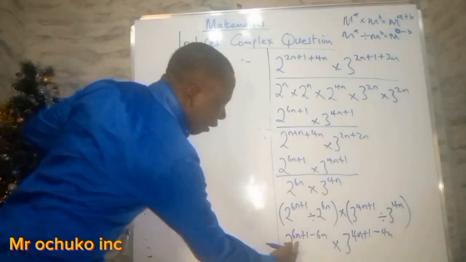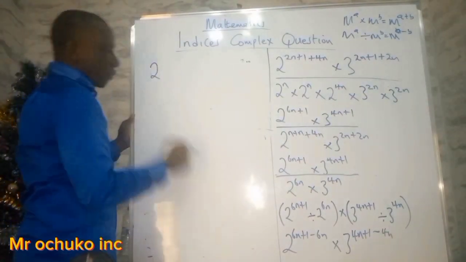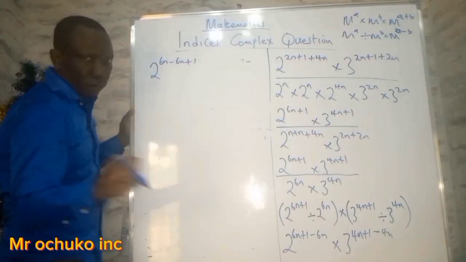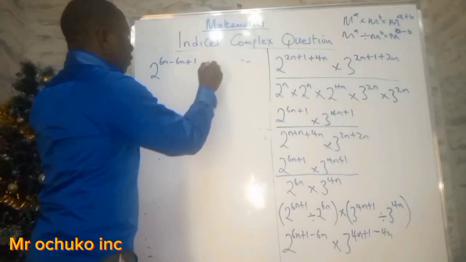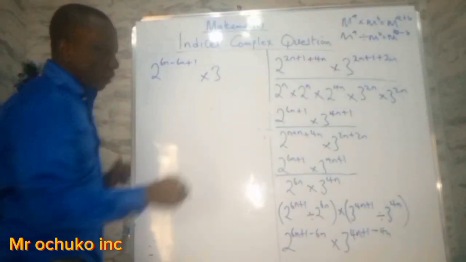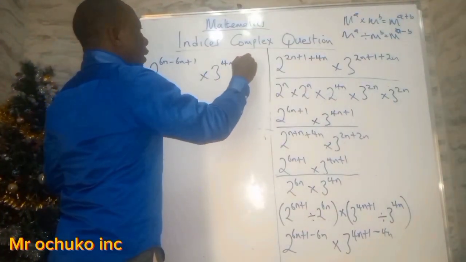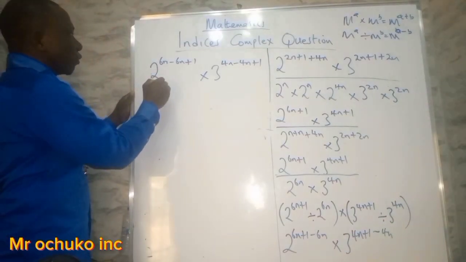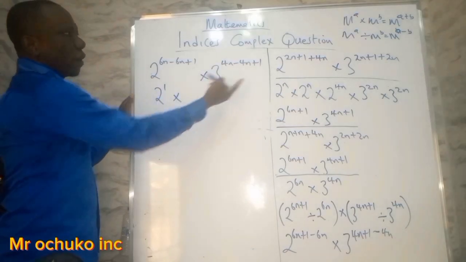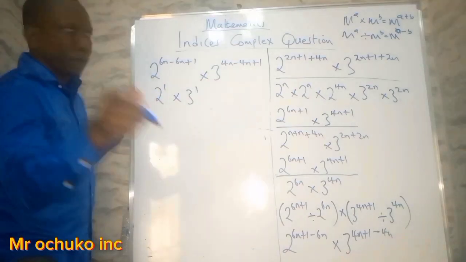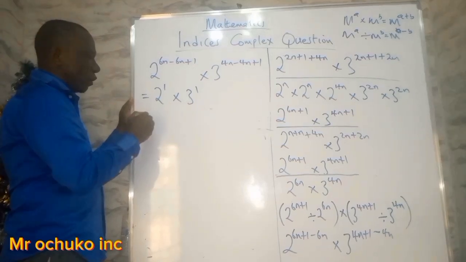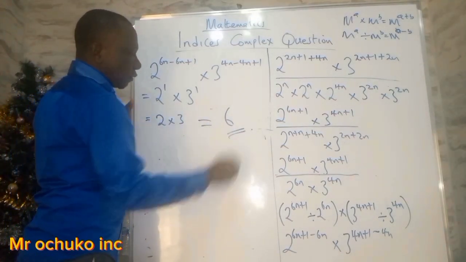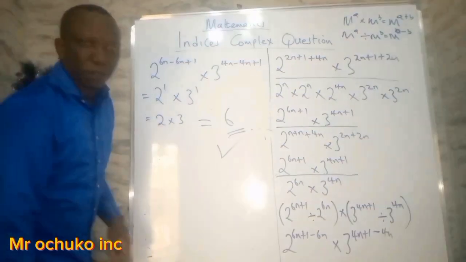Finally, I have 2 raised to power 6n plus 1 minus 6n, times 3 raised to power 4n plus 1 minus 4n. 6n minus 6n is actually 0, so we have 2 raised to power 1. Then 4n minus 4n is actually 0, so we have 3 raised to power 1. What did you observe? You know that 2 raised to power 1 is 2, and 3 raised to power 1 is 3. The final answer is 6. You have A1 in mathematics in WAEC.